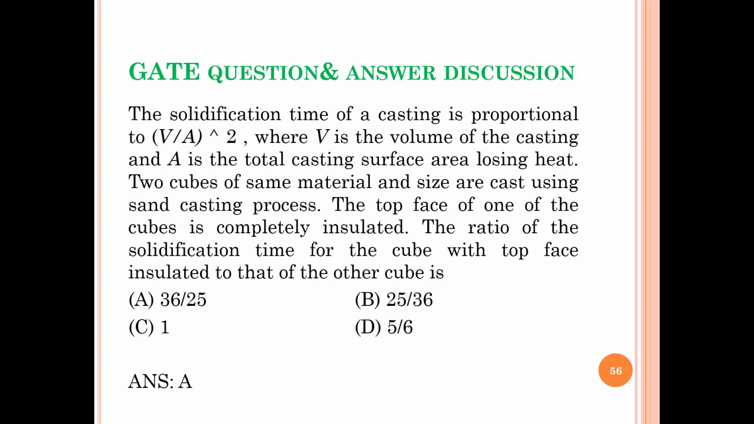Next we have a problem. The solidification time of a casting is proportional to (V by A) whole squared, where V is the volume of the casting and A is the total casting surface area losing heat. Two cubes of the same material and size are cast using the sand casting process. The top face of one of the cubes is completely insulated. The ratio of the solidification time for the cube with the top face insulated to the other cube is. This is the question they are asking.